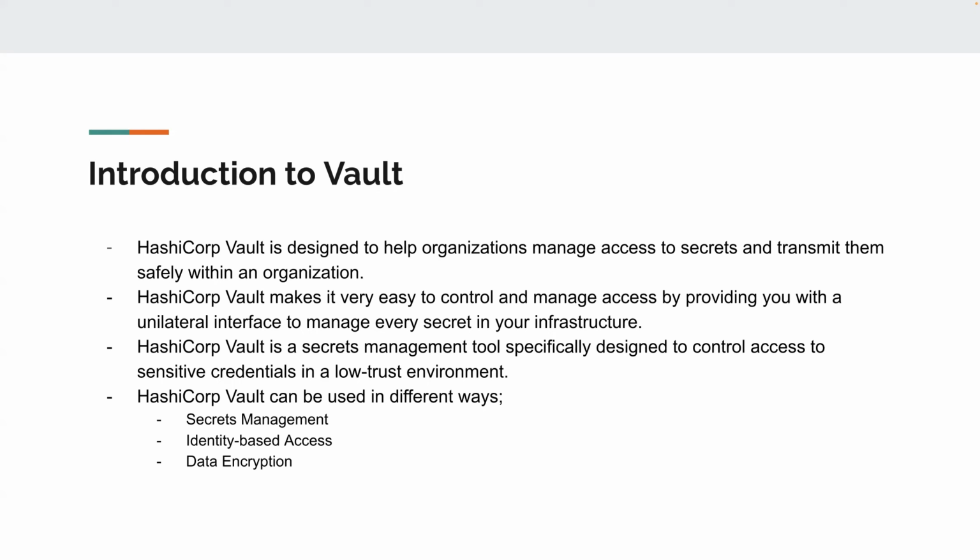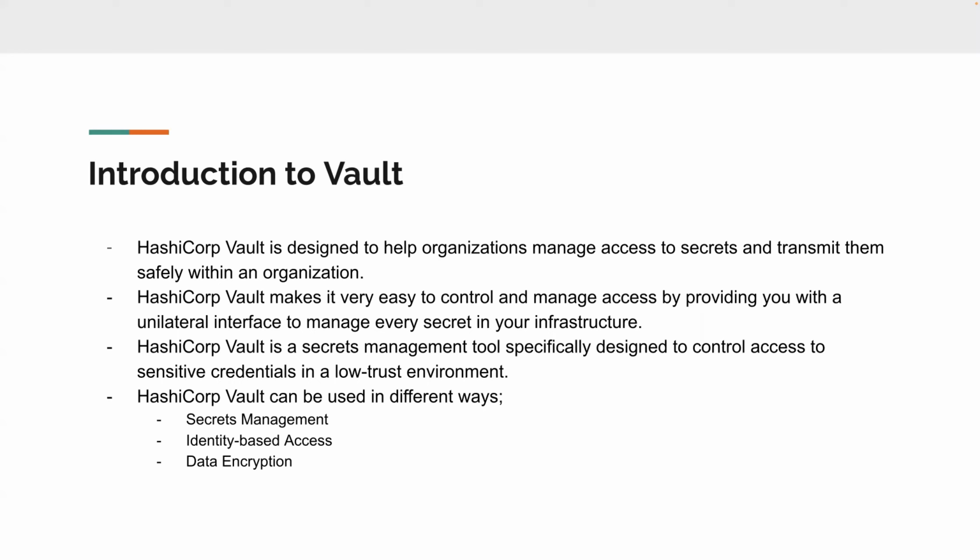Suppose you have AWS, so the AWS authentication would be different. The GitHub authentication would be different. There is also a token access mechanism. These are some of the features HashiCorp Vault provides, and we'll talk about them in later sessions. For now, this is an introductory part: it's a secret management tool designed to handle all sensitive credentials in a low trust environment.